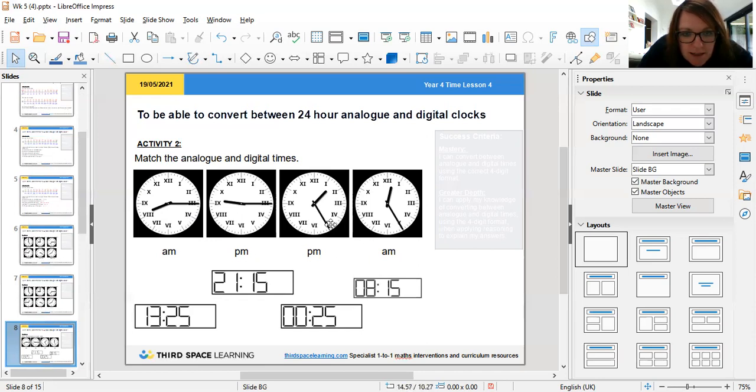Right, let's go back to these. They're both 25. That's a trickster. Let's have a look. Right, so this one is always in between the 1 and the 2. And this one is in between the 12 and the 1. So that will help me. Okay. So I know this one is AM, 25 past in the morning, and 13:25. Well done.